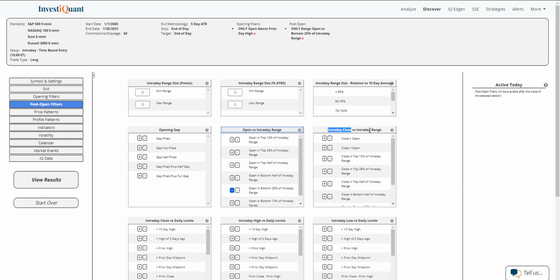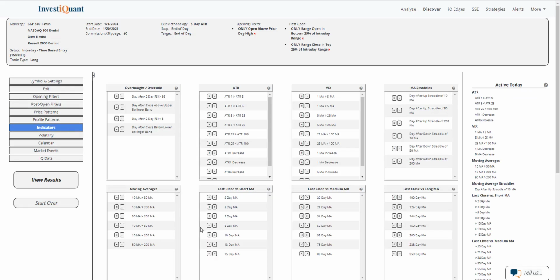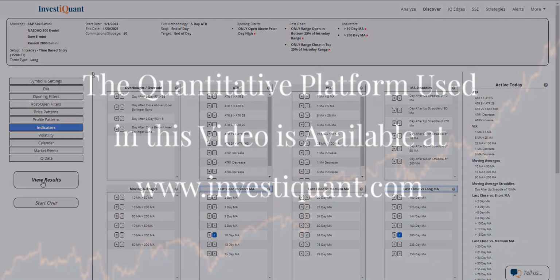And then in the intraday close versus intraday range, this is going to say where is the price at the time of the entry. We're using a 3 p.m. entry time here. So I'm going to hit close in the top 25% of the intraday range. So I've got equals next to that. That added it to the test. Next, I'm going to put us in a similar bullish environment. We are above a 10-day simple moving average. We are above a 200-day simple moving average. S&P is actually at all-time highs right now. So we're above everything right now. And now I can hit view results.